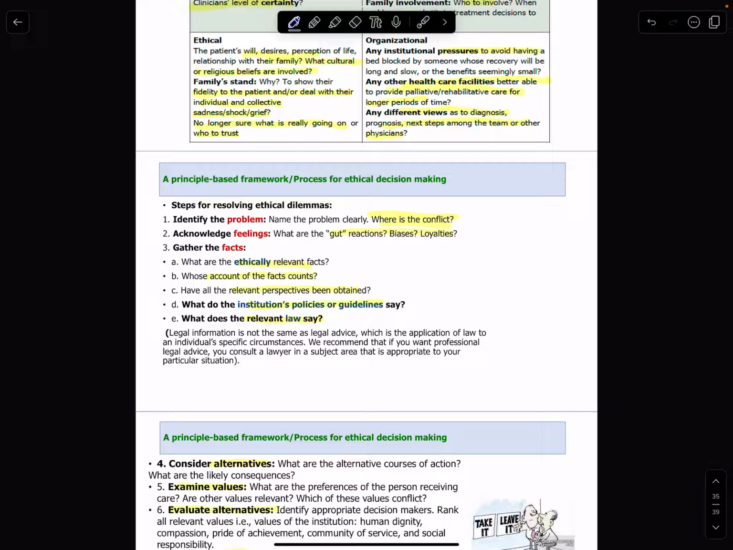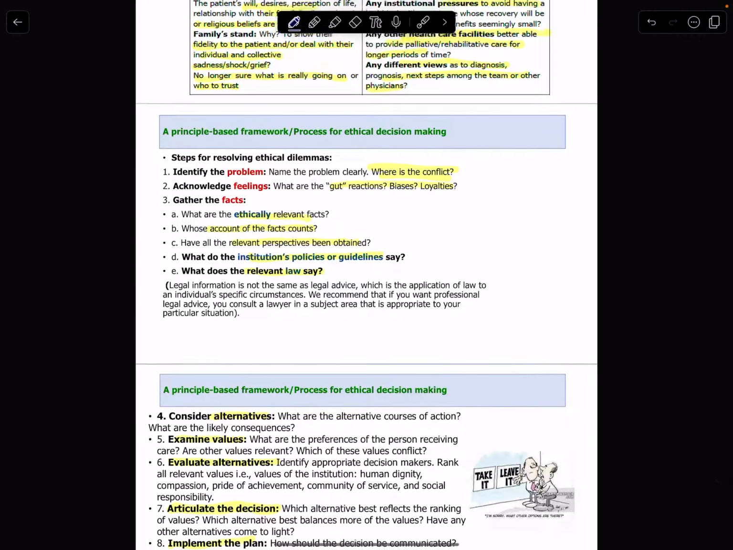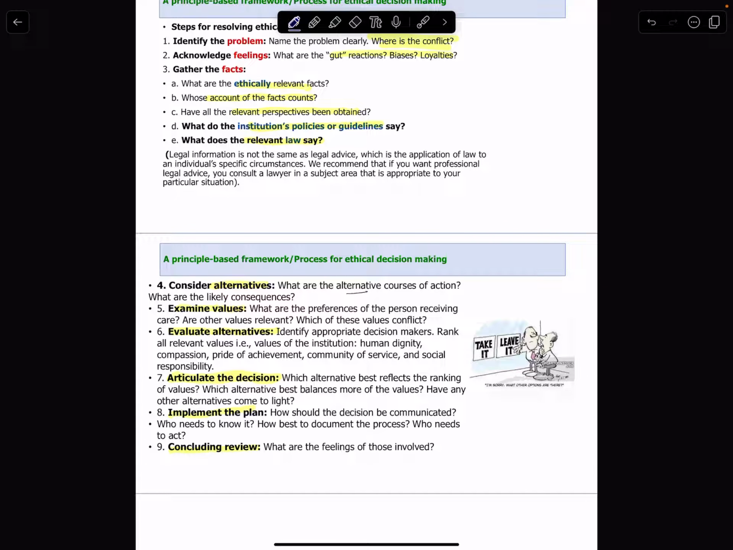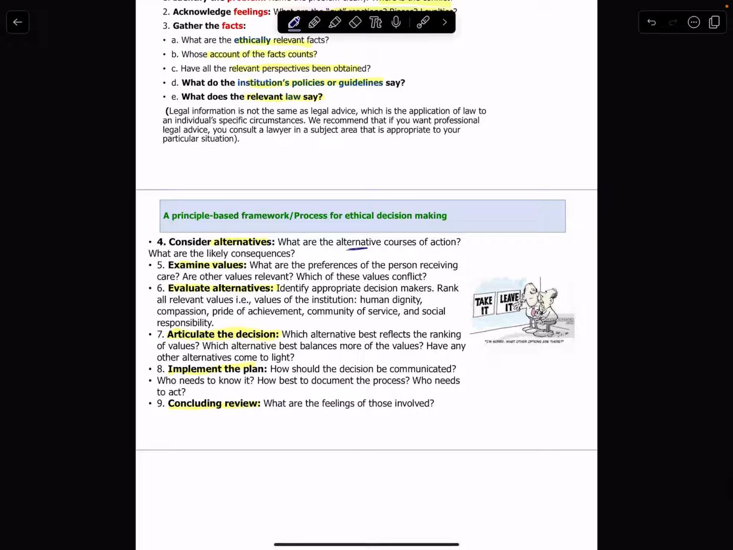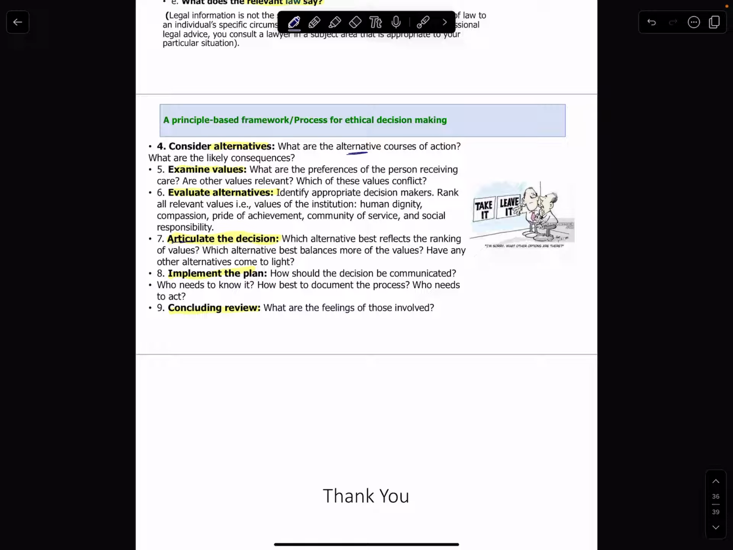So, steps for resolving an ethical dilemma. The first thing we need to do when we find an ethical dilemma is find out, is there a problem? Okay, there's a problem. We need to see the feelings that are in it. We need to gather all the facts, all right? So consider, are there any other alternative courses of action? Examine the values of the patient receiving the care, right? Evaluate alternatives, right? What's the best for this patient? Articulate a decision, right? Make a decision. Which alternative best balances the values? Have any other alternatives come to light? Implement the plan and conduct a review. All right.